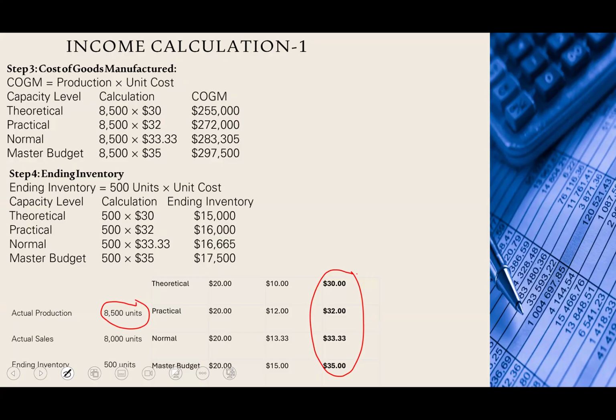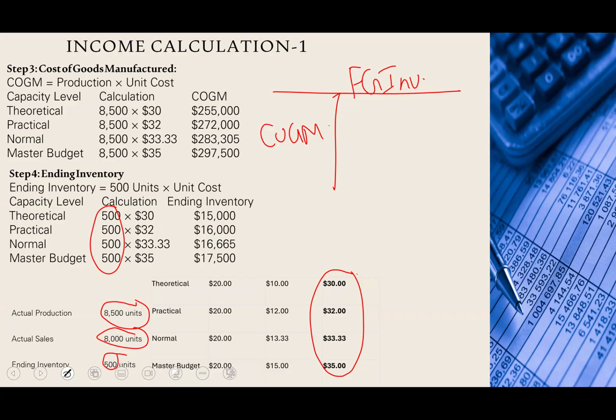Given that I produced 8,500 but I sold 8,000, I have 500 units in my ending inventory. So for 500 units, combining with these costs, I have the value of ending inventory. If you remember, when we make the finished goods inventory account, we have cost of goods manufactured here, which splits itself into two. Either the goods get sold, in which case the cost goes to cost of goods sold, or the goods don't get sold, in which case the goods are in the ending inventory, right?